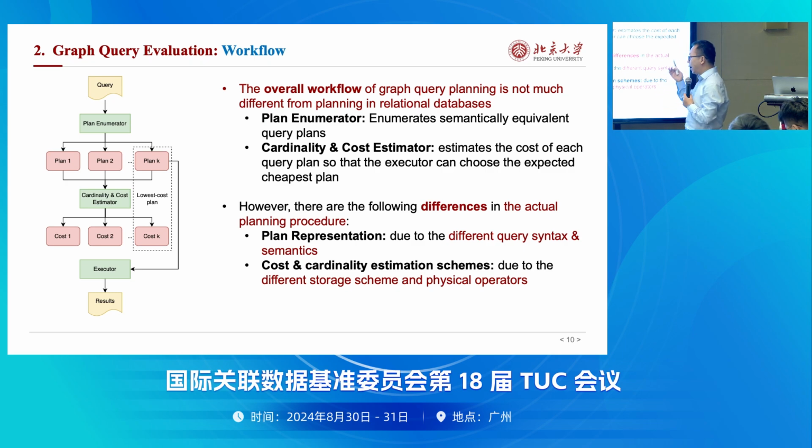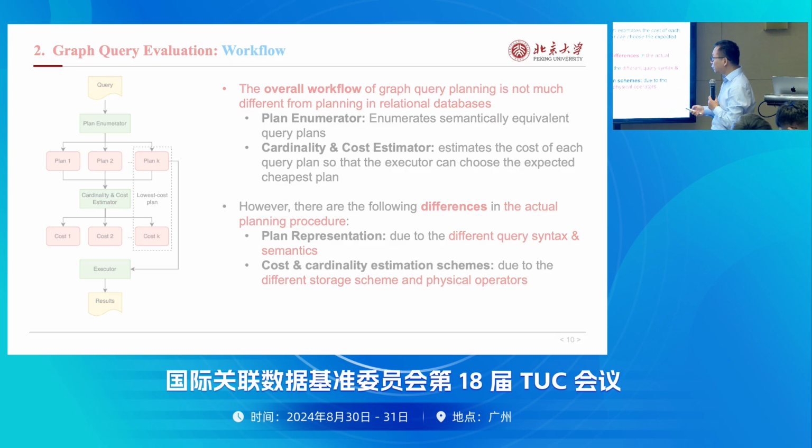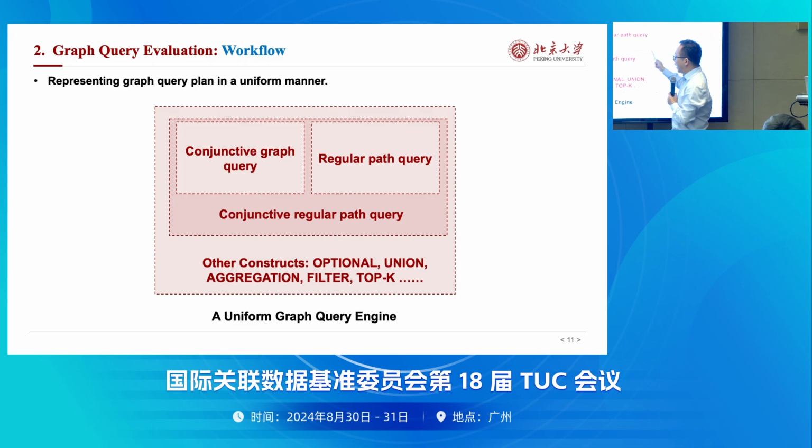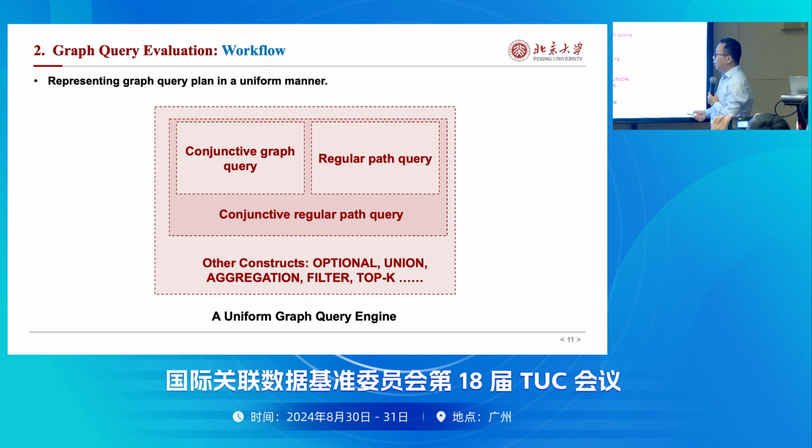And the second challenge is how to effectively and efficiently estimate the cost and the cardinality for that. These are the two main challenges here. So let me talk about the first issue. For graph queries, we have a conjunctive query and a regular path query, and if we combine them together, we have a conjunctive regular path query. Beyond this, we also talk about some other optional constructs, such as union and aggregation and others.